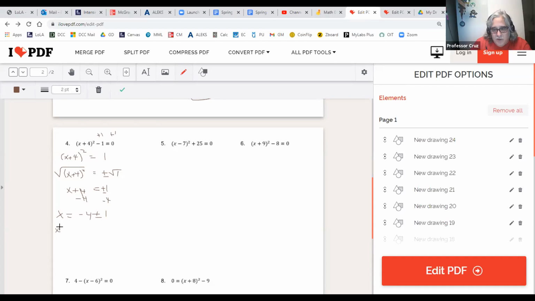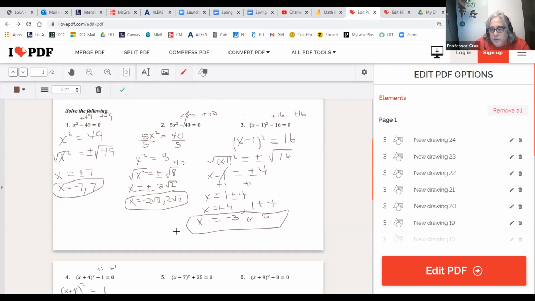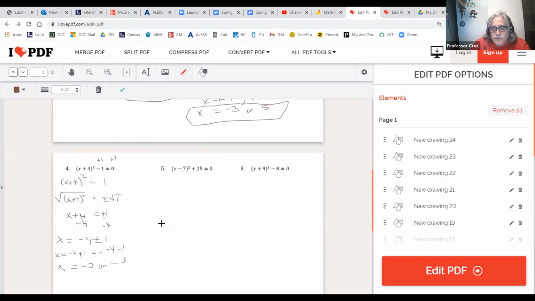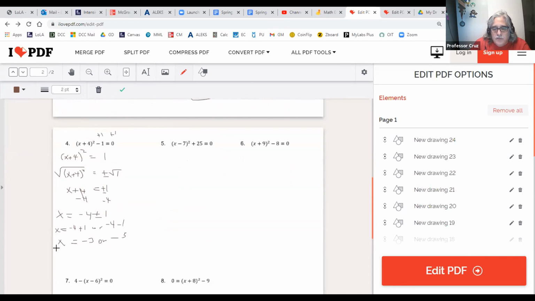X is equal to negative 4 plus 1 or negative 4 minus 1. So this is x is equal to negative 3, and this is -5. Very similar to what we had over here. All right.